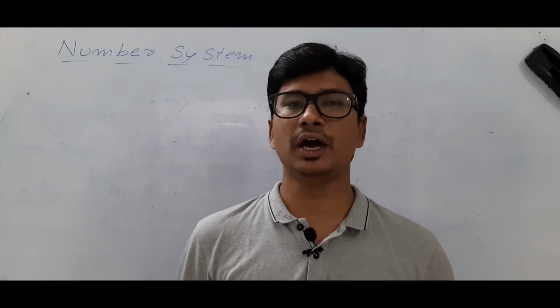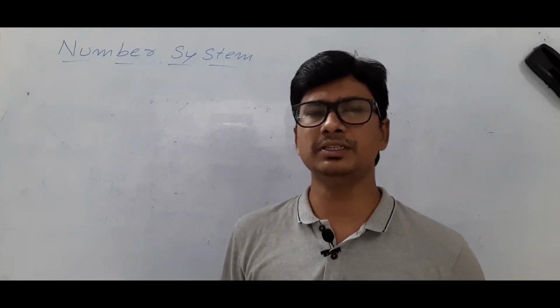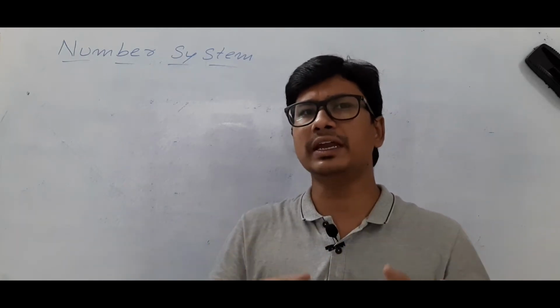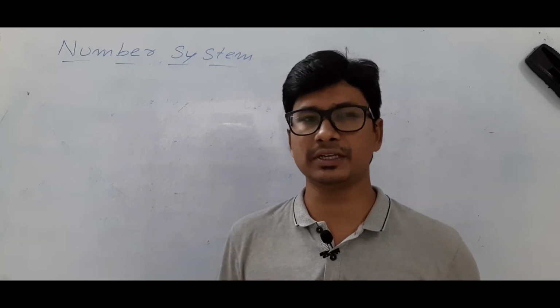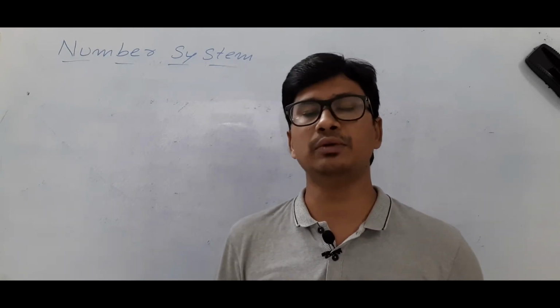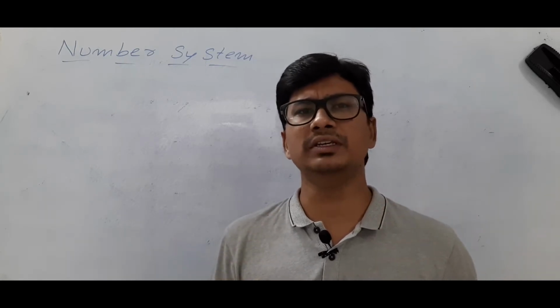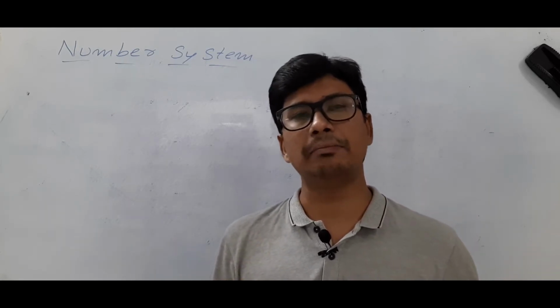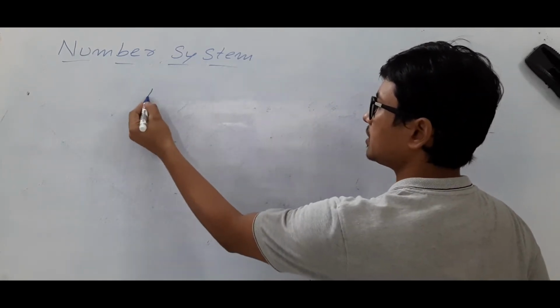In this video, I want to start the number system concept. With the number system, we can represent a number in various forms, like binary representation, octal number representation, hexadecimal number representation, and the decimal number system. In all these number systems, we have a common thing called the radix or base. So first we will discuss what a base is.